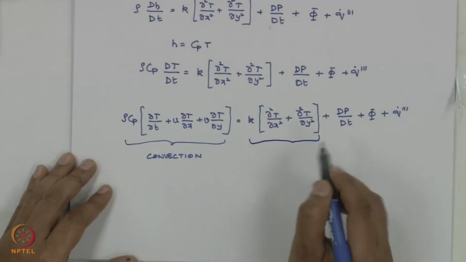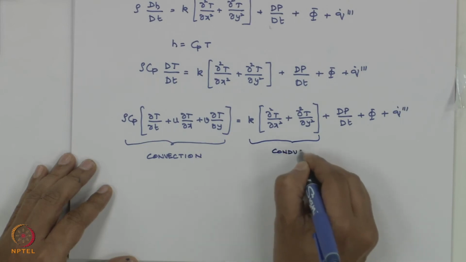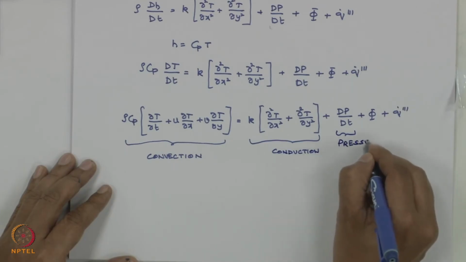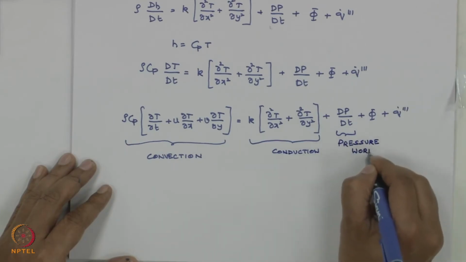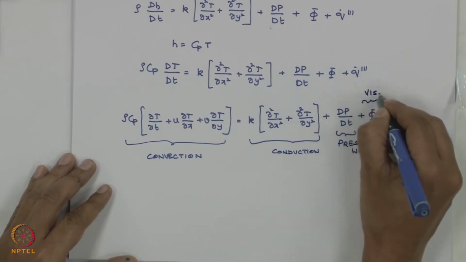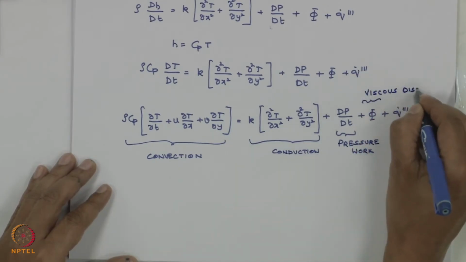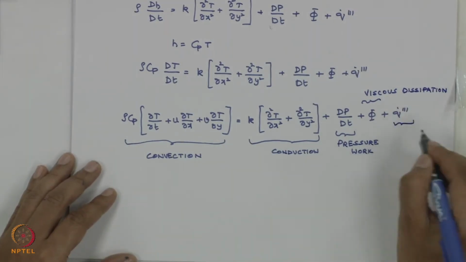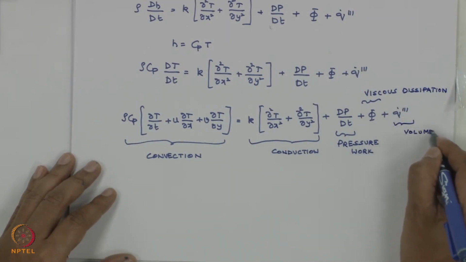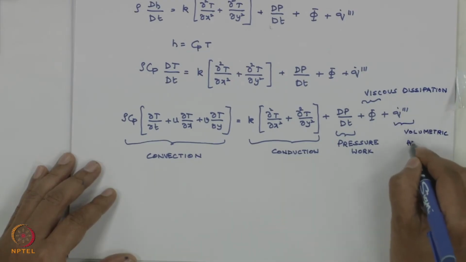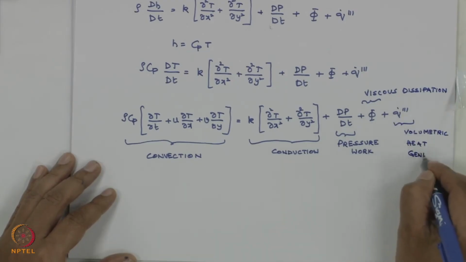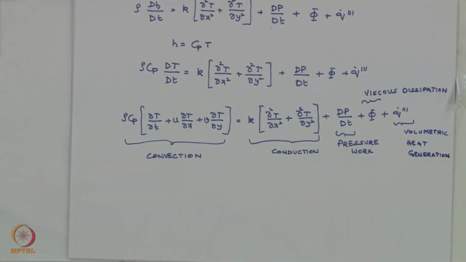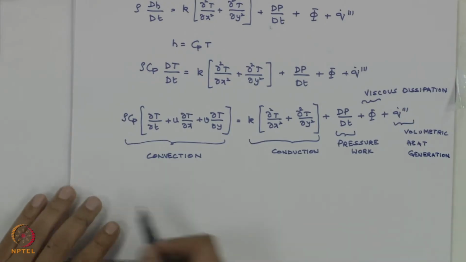This is nothing but conduction, and this is pressure work, and this is viscous dissipation, or you can even say the work done because of normal stresses and viscous stresses, and this is volumetric heat generation. Okay, so these are the terms which we got by doing the energy equation.